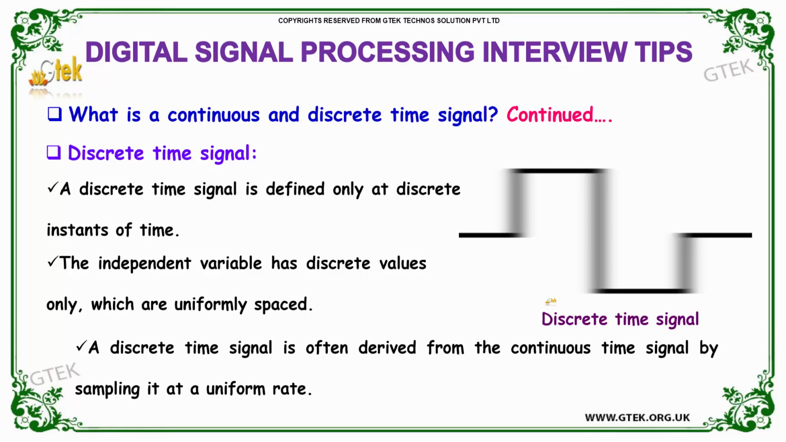In terms of a discrete time signal, a discrete time signal is defined only at discrete instants of time. The independent variable has discrete values only, which are uniformly spaced. Apart from that, a discrete time signal is often derived from the continuous time signal by means of sampling it at a uniform rate. You can see the discrete time signal over here.